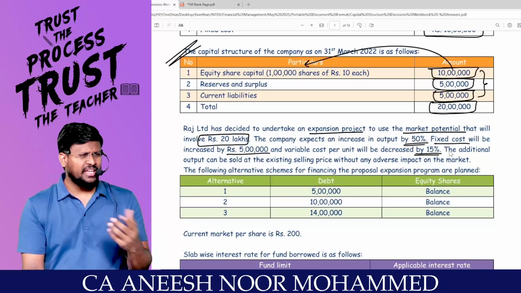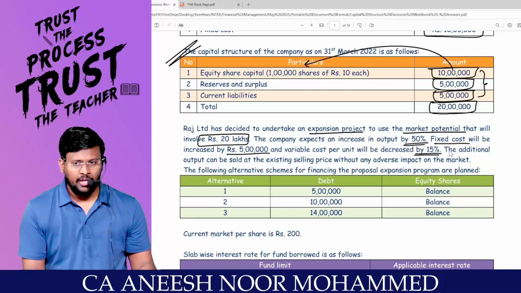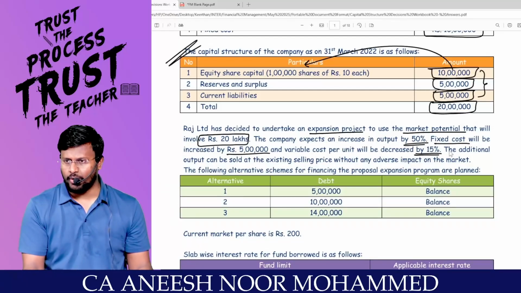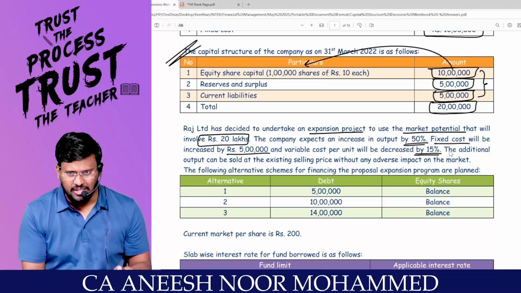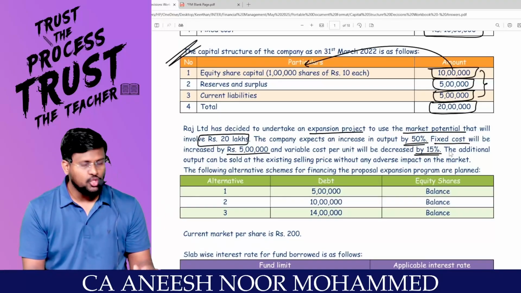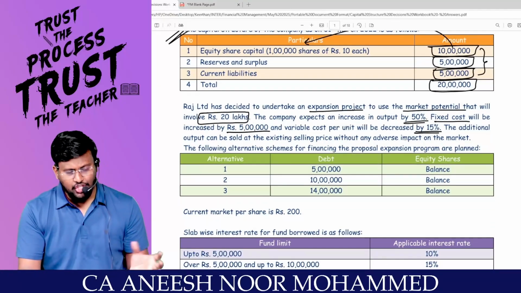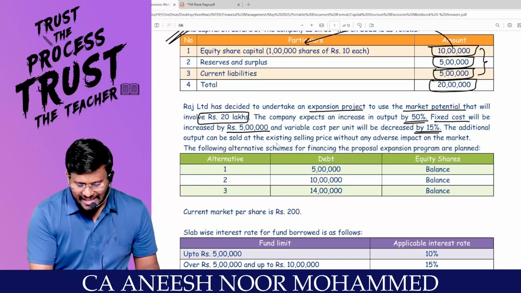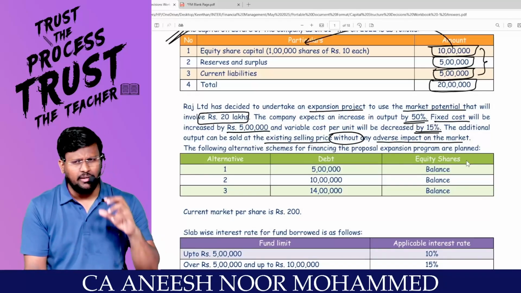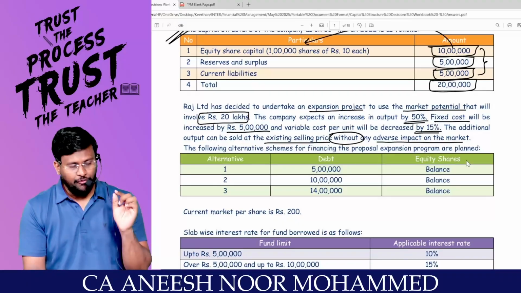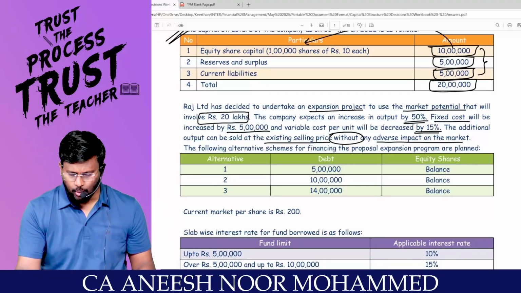That means if I am producing less number of units, automatically per unit cost will be higher. If I am going to manufacture more number of units, I can bargain with my supplier for a discount. I tell them, this many units I am purchasing, please provide me a discount. So automatically raw material cost per unit will reduce. The additional output can be sold at the existing selling price without any adverse impact on the market. Still demand is there in the market. If we increase the number of units also, there are so many customers ready to buy the product.